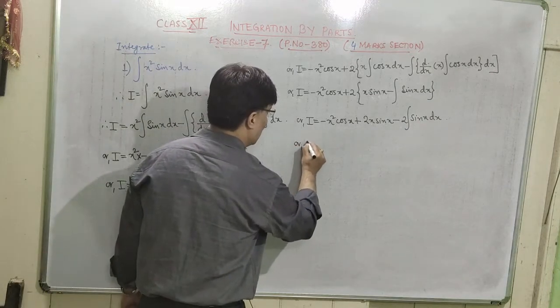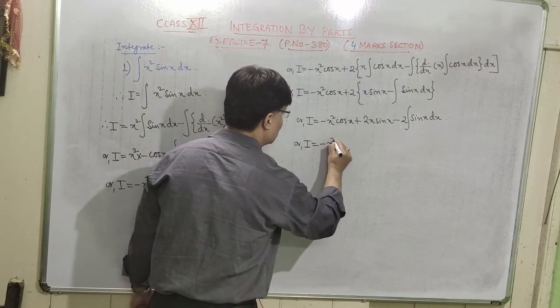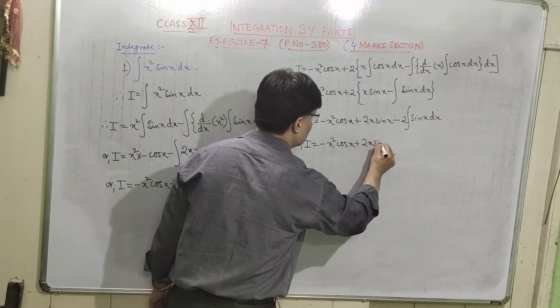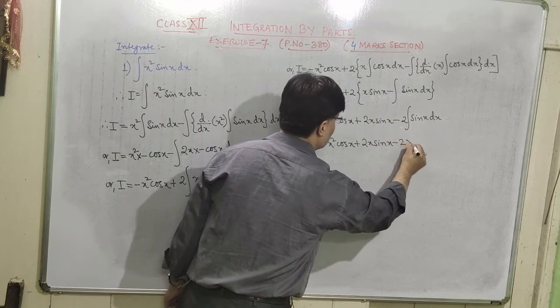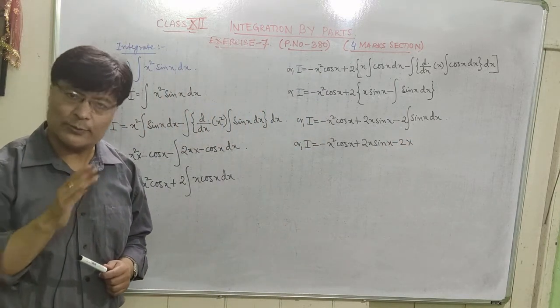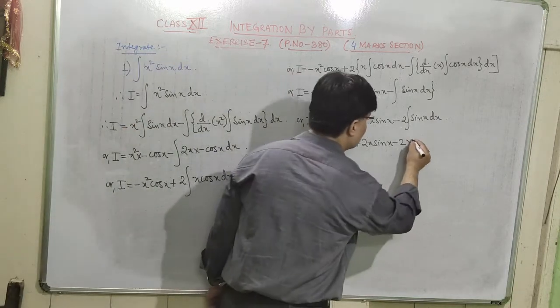Okay, so I is equal to minus x square cos x plus 2x sin x minus 2 into, what is the integration of sin x? That is differentiation of which function is sin x? It is minus cos x.